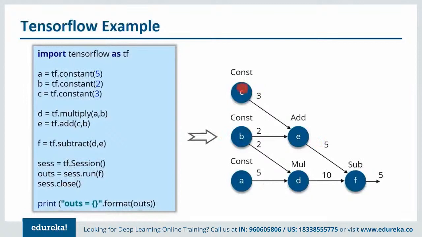So we have 3 constant nodes, C, B, A. A contains value 5, B contains 2, similarly C contains 3. So first we add C and B, then we add B and A. Then we get 2 other nodes, that is E and D. And then from that E and D, what we are going to do is subtract both of them, and then we get the final output. Now let me go ahead and execute this practically in my PyCharm.